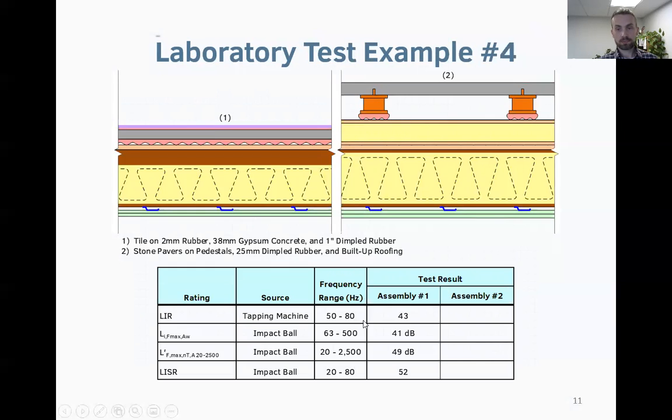So when we look at this, again, we get some numbers, but when we put this roof assembly as a comparison, we see again a very big increase, 43 up to 80. Huge improvement in the tapping machine result. But if we do the ball drops on it, roofing assembly was louder. Same, not much difference. So if the impact ball is more like human walking noise and it is a better predictor of low frequency impact noise compared to subjects, this is showing something completely different than what the tapping machine is showing.